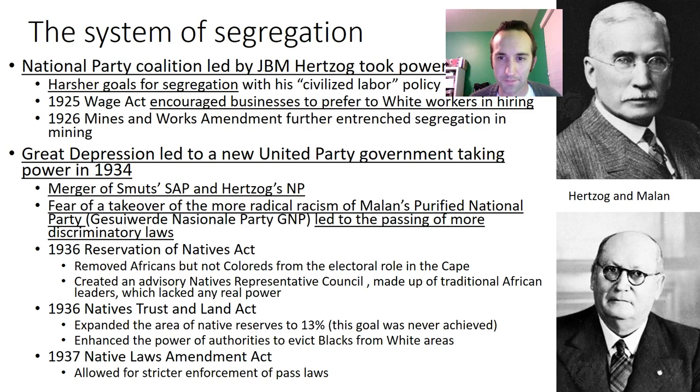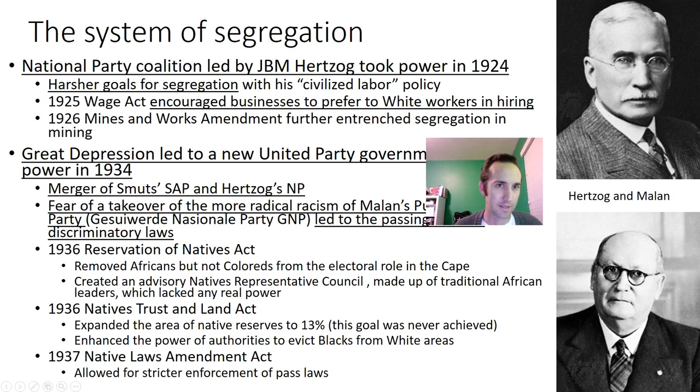The National Party takes it a step further, and they're going to take it and run with it. The National Party is a coalition led by J.B.M. Hertzog, who takes power in 1924. There he is with the mustache. He has a more extreme version of segregation, so they pass a few more laws. The 1925 Wage Act encouraged businesses to hire white workers and give them preference. 1926 Mines and Works Amendment further entrenched the segregation in mining and made sure that the best jobs go to whites.